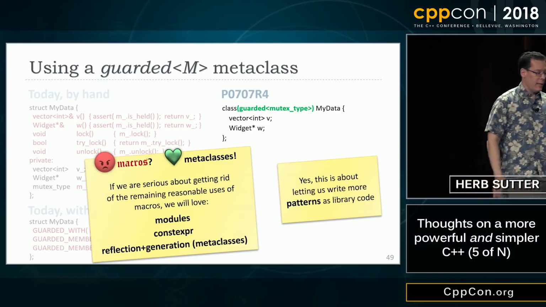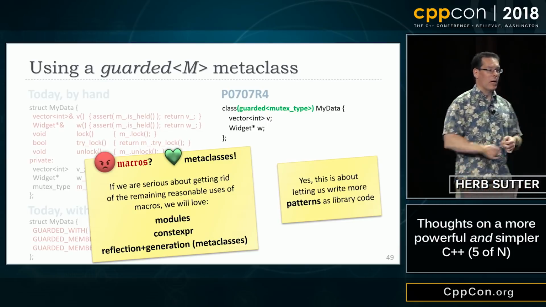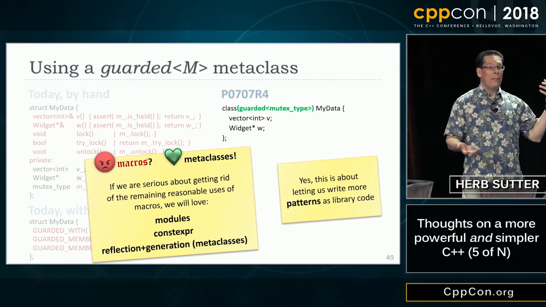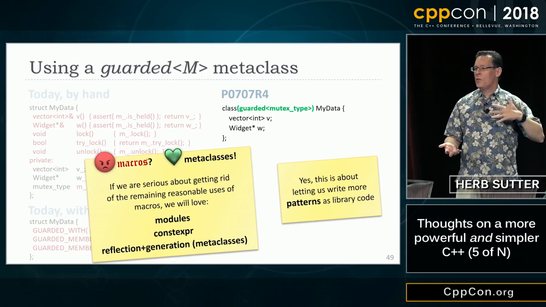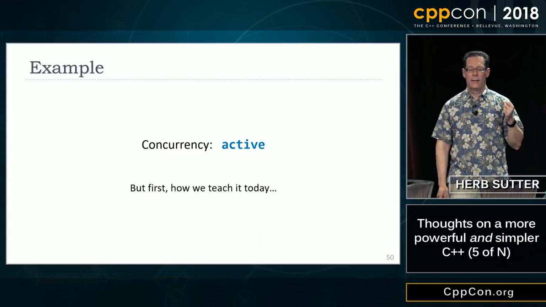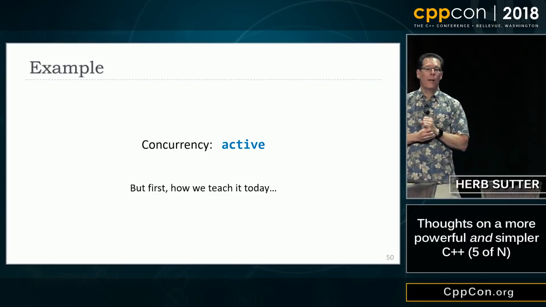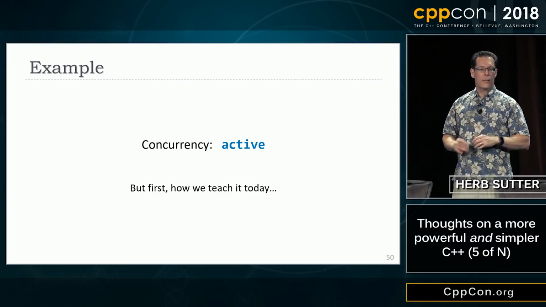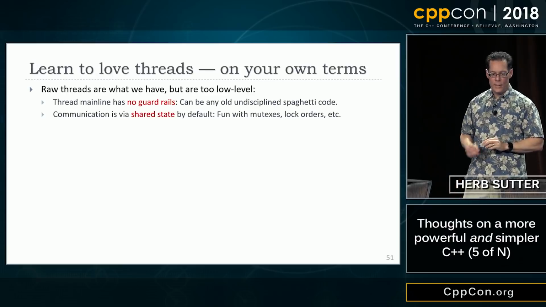And you might have noticed that today when we talk about patterns, we talk about cookbooks that you apply by hand. People have long said, yeah, patterns, you can't make those to be libraries. Oh, yes, you can. Let's talk about another pattern and make it a library. Active objects. First, let me give you the motivation, how we teach it today.